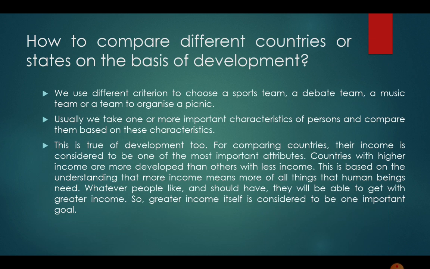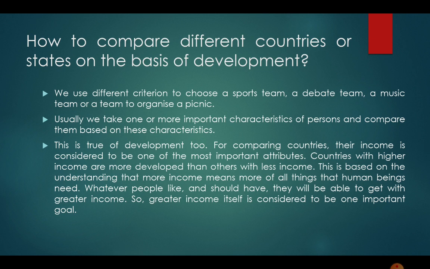We use different criteria to choose a sports team, a debate team, a music team, or a team to organize a picnic. This we all know. Usually we take one or more important characteristics of a person and compare them based on these characteristics. This is true for development also. For comparing countries, their income is considered to be one of the most important attributes. Countries with higher income are considered more developed than others with less income. This is one of the goals, that if a country has a higher income, then it will be more developed than the one which has less income.